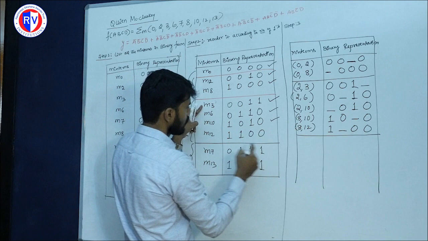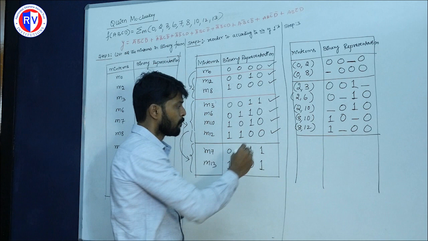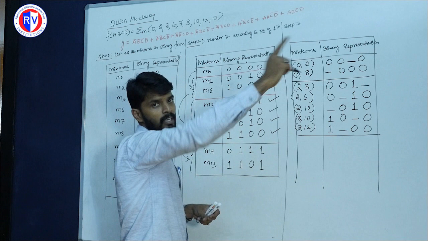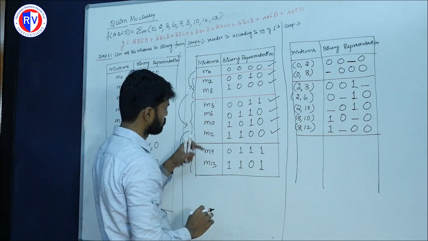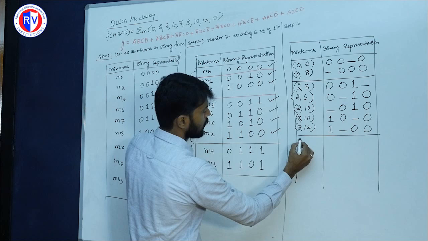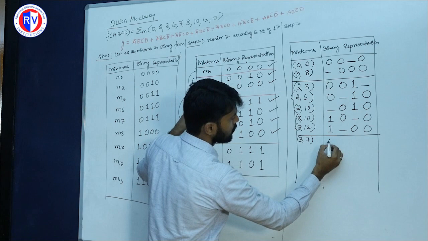Don't forget, make a tick mark. Otherwise, if it is not tick mark, then we need to take to the final PI chart. That's why as soon as it covers, you need to put a tick mark. Then 3 and 7 I am comparing. So yes, obviously there is a 1 bit change. I will take 3 comma 7. Then this become 0 dash 1 1. As soon as it covers, I need to put a tick mark.